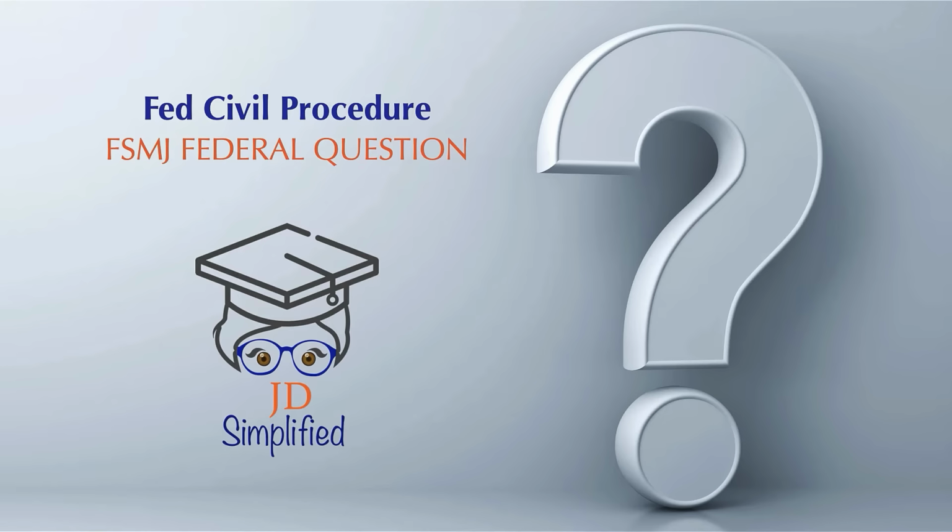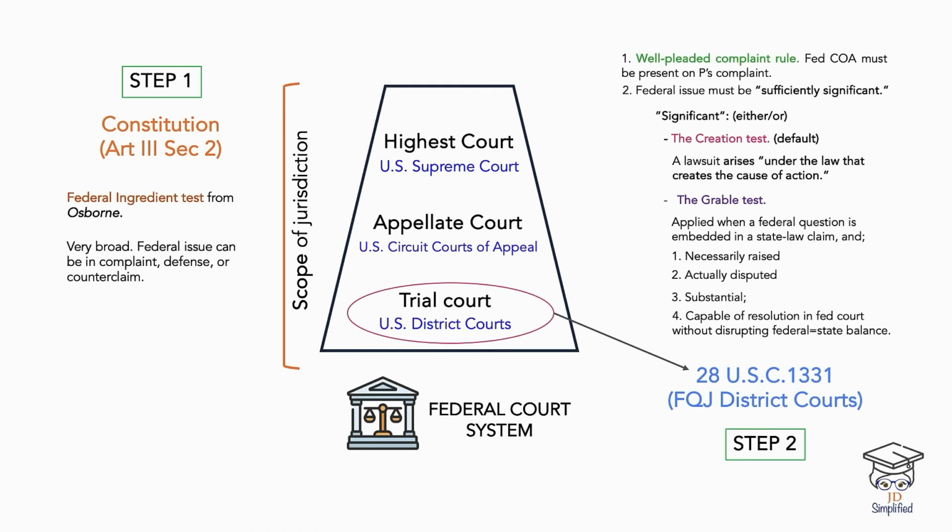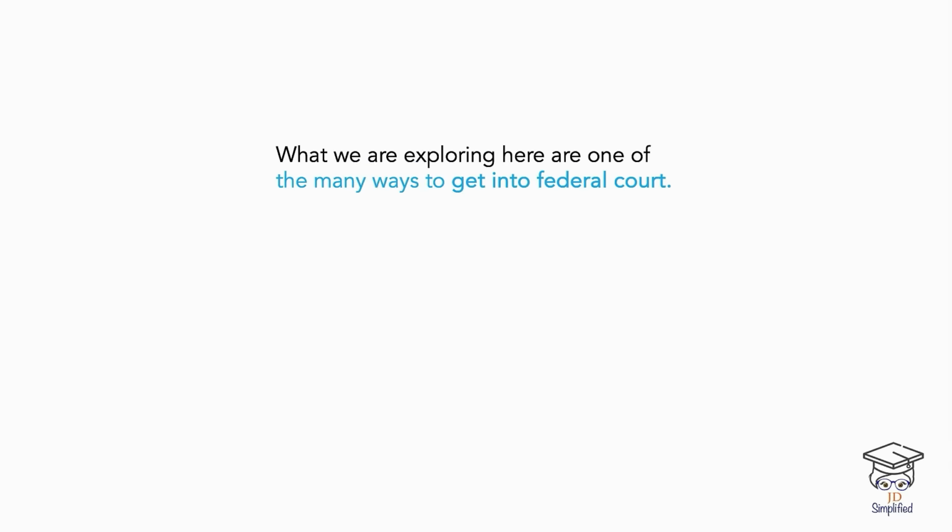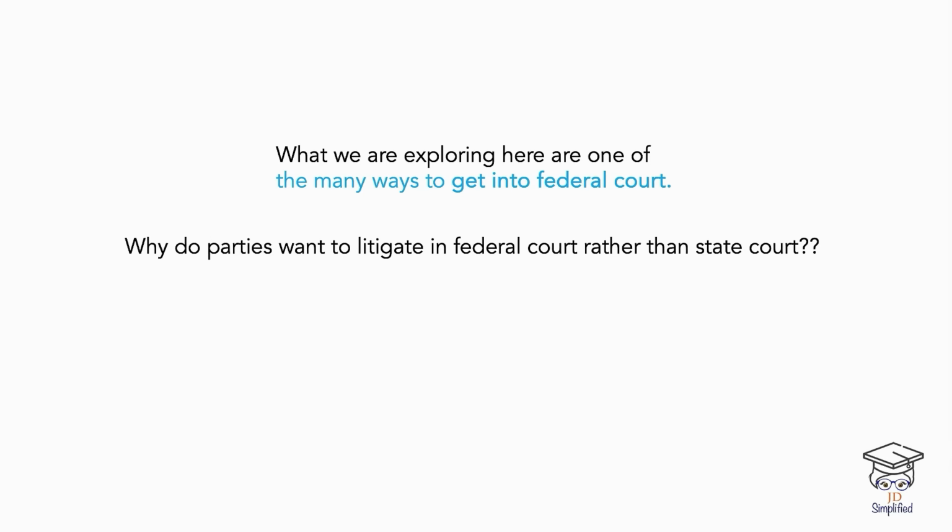Federal subject matter jurisdiction by way of federal question. If you're familiar with my lessons, you know I usually give you a step-by-step roadmap, and here it is. What we're exploring in the world of federal subject matter jurisdiction are the different ways to get a case into federal court. We're exploring how and under what circumstances and facts a federal court has subject matter jurisdiction over a case. The reasons for which a party would like to litigate in federal court are irrelevant.